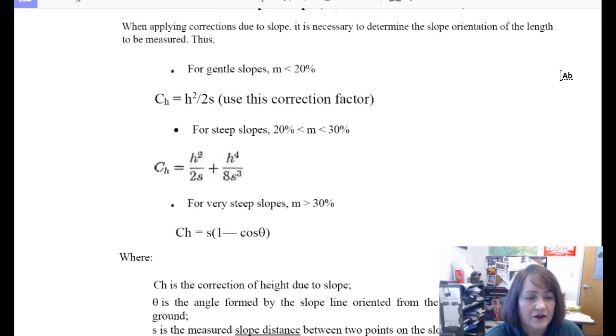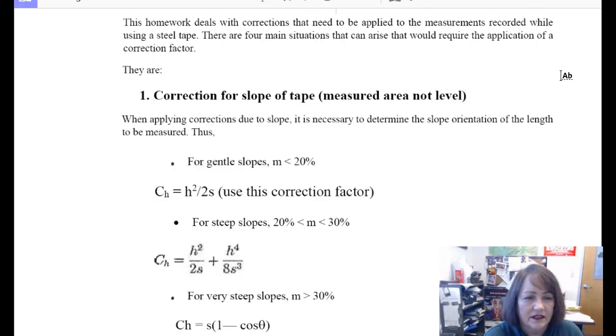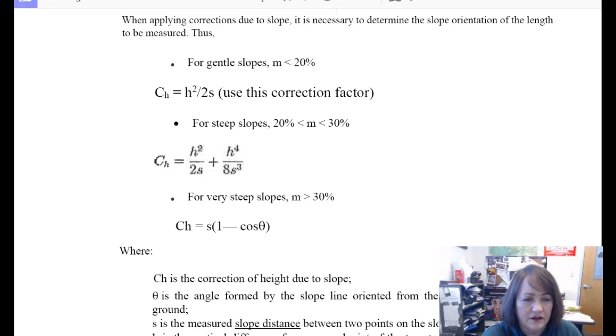So the first part of this worksheet, as you can see right here, is the correction for slope of a steel tape. In other words, if you're measuring on an area that's not level. And it gives you 3 different forms of the correction. One is for a gentle slope where the slope M is less than 20%. One for a steep slope where M is between 20 and 30%. And one for a very steep slope where M is greater than 30%.